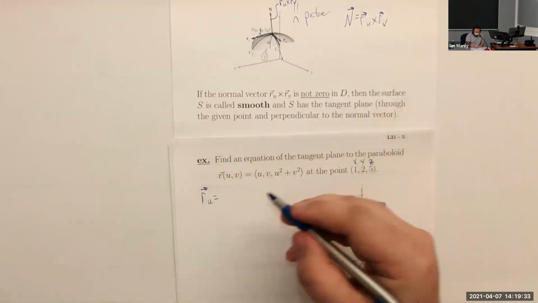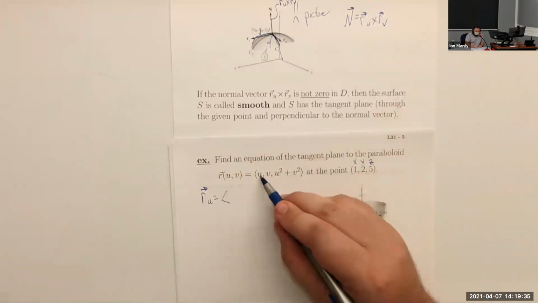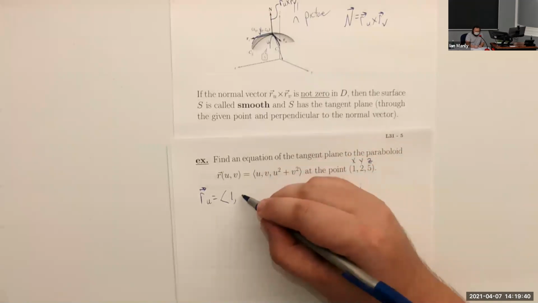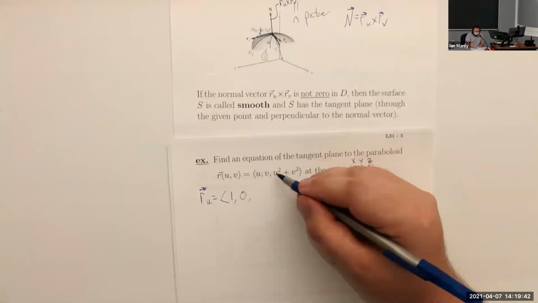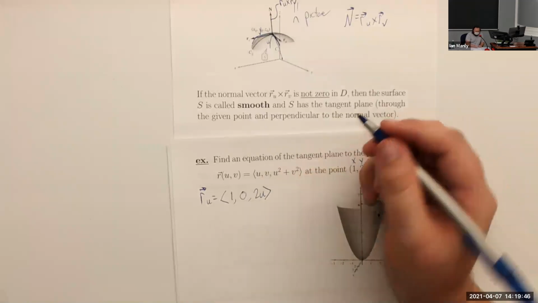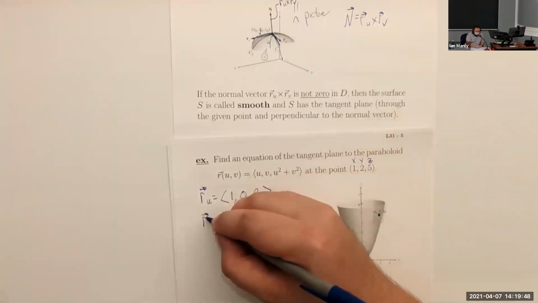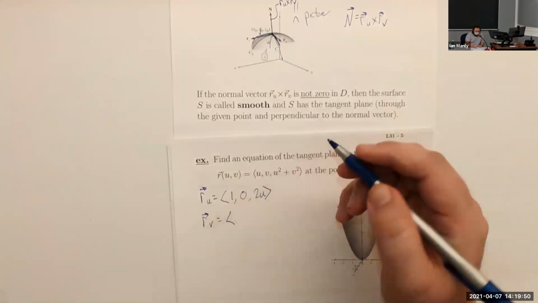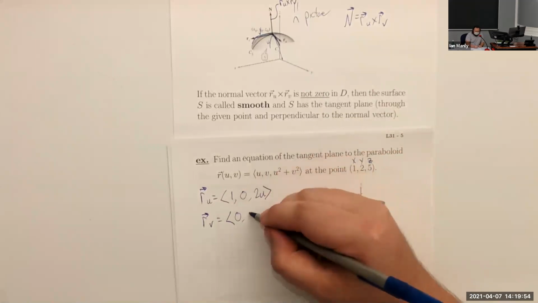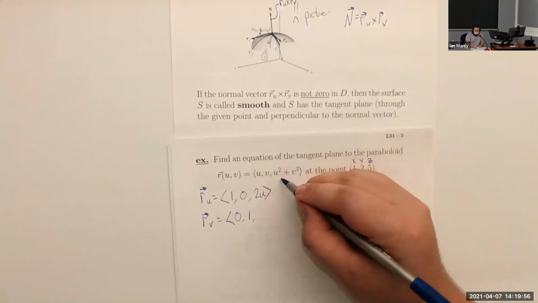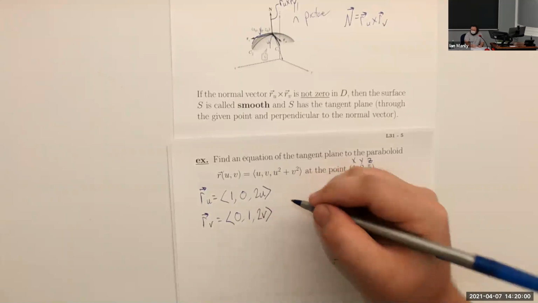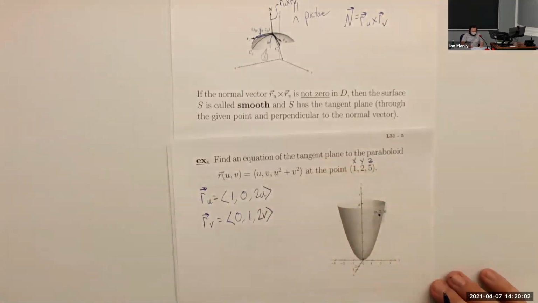Let's do that first. Let's see, I do the u derivative of u, I'm going to get 1. I do the u derivative of v, I get 0. And I do the u derivative of this, and I have 2u. All right, let's do RV now. So I do the v derivative of u, and I get 0. I do the v derivative of v, and I get 1. And then I do the v derivative of this right here, and I have 2v.